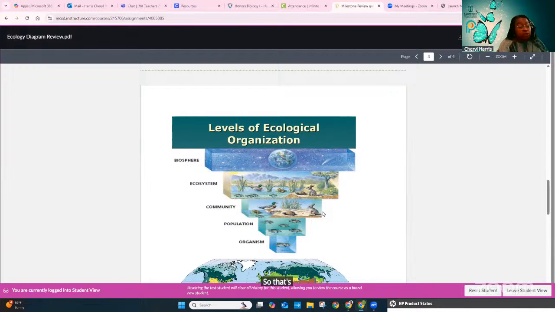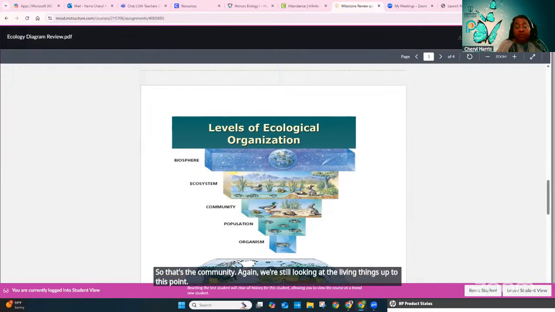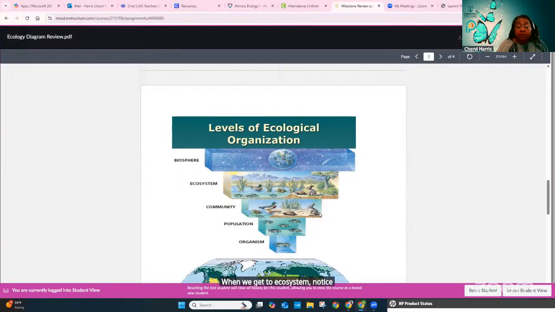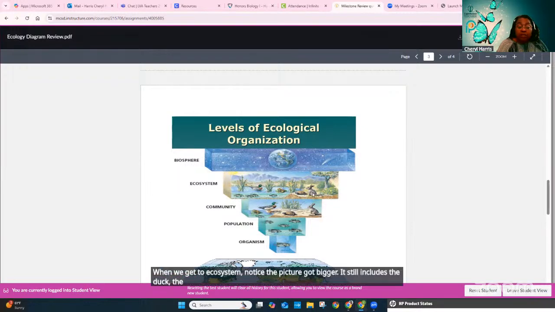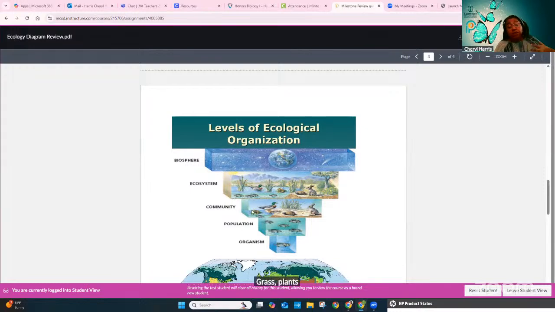Again, we're still looking at the living things up to this point. When we get to ecosystem, notice the picture got bigger. It still includes the duck, the fish, the turtle, and the rabbit, and all those things. But now I want to point out too, grass and plants are living things. So they are in your community.